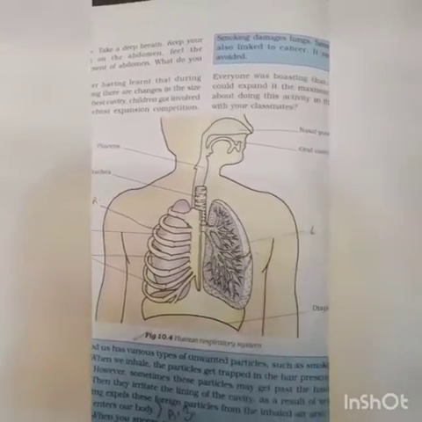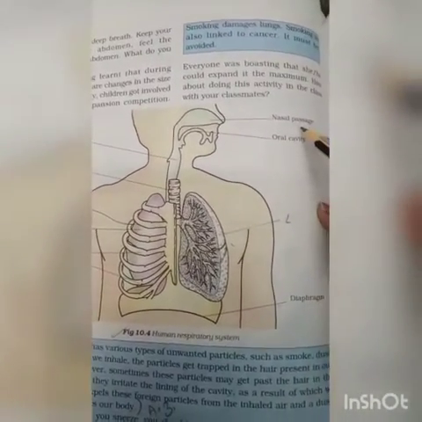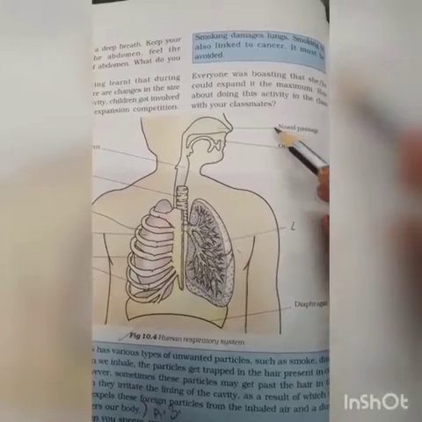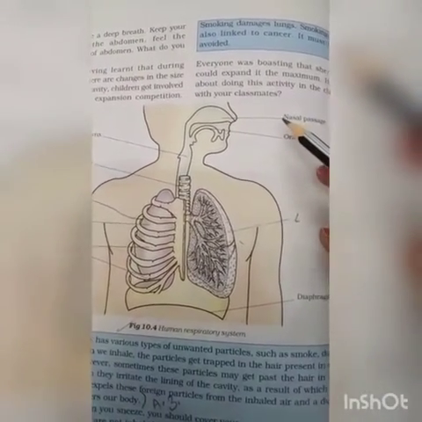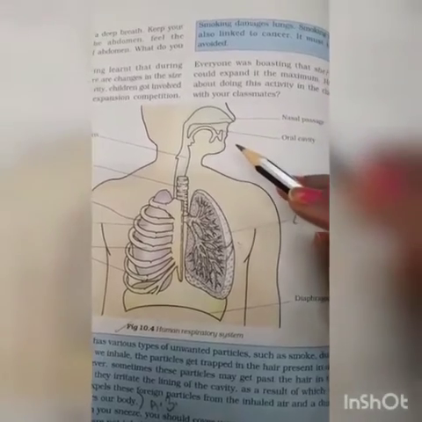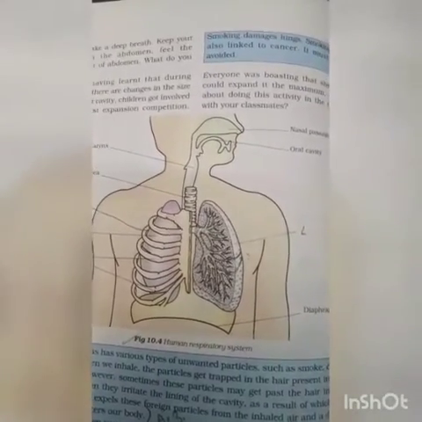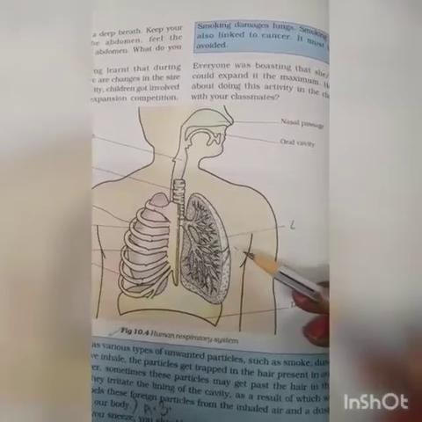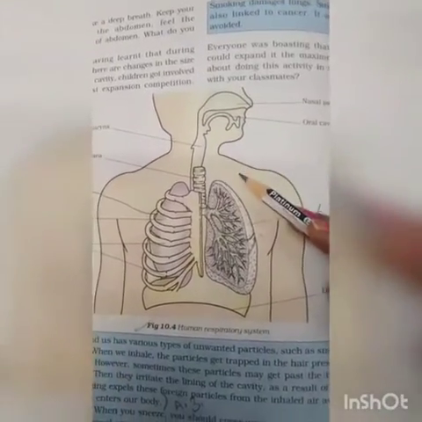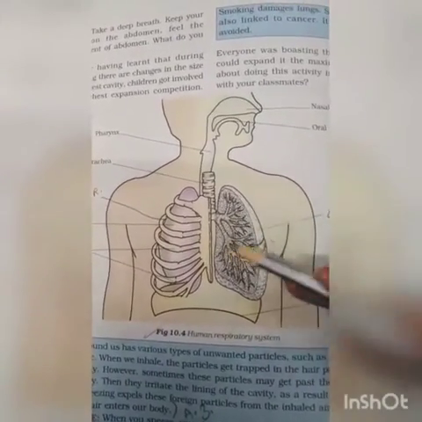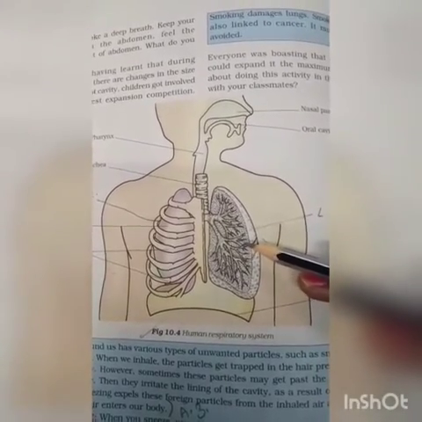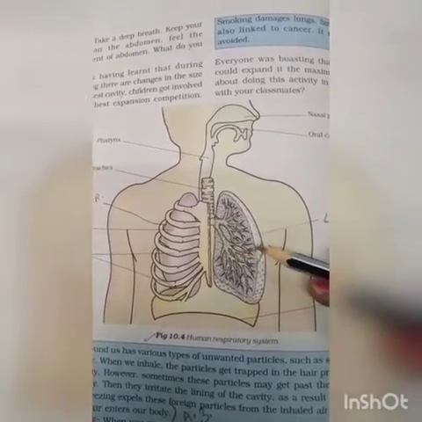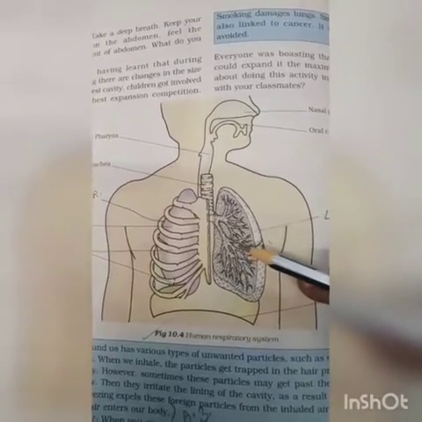We take in air through our nostrils into the nasal cavity, and from the nasal cavity the air reaches our lungs through the windpipe. We have two lungs which contain the bronchioles. Bronchioles are very small branches of the windpipe and end in air sacs.